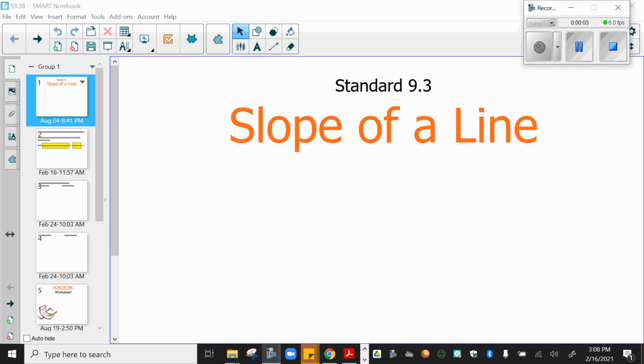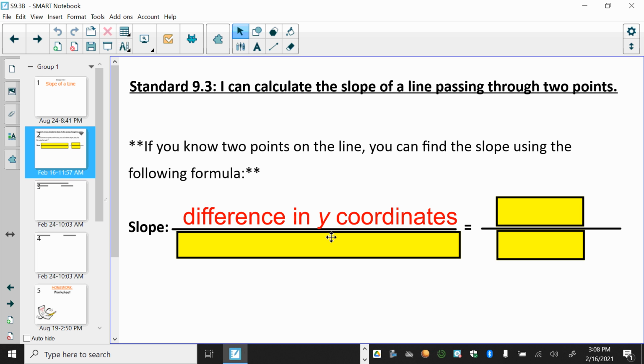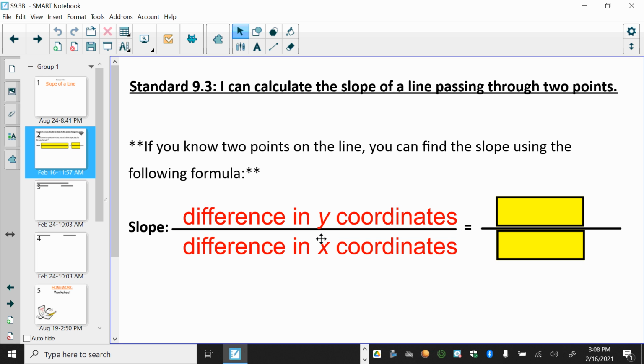All right. 9.3, the slope of a line. Standard 9.3 says I can calculate the slope of a line passing through 2 points. We just talked about this pretty recently. If you know 2 points on the line, you can find the slope using the following formula: the difference in y coordinates over the difference in x coordinates.